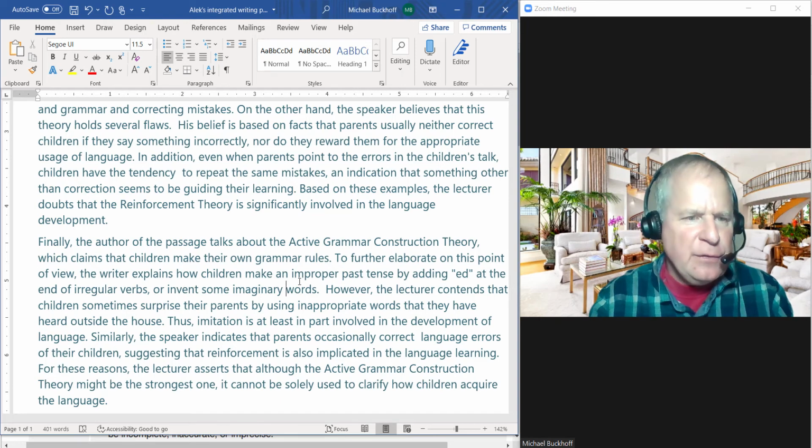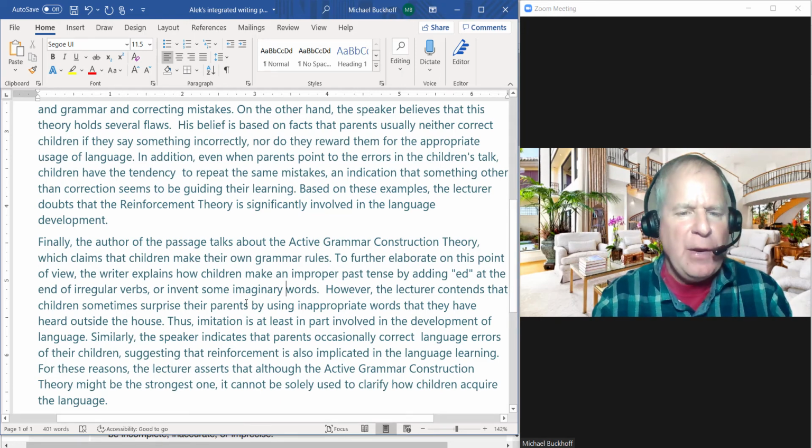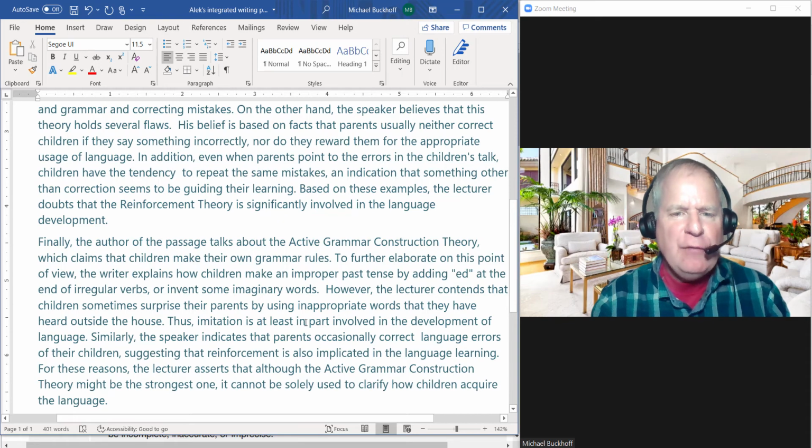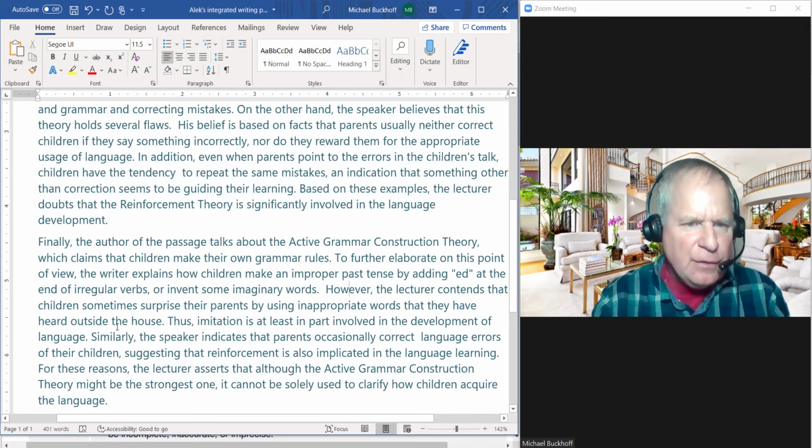However, the lecturer contends that children sometimes surprise their parents by using inappropriate words that they have heard outside the house. Thus, imitation is at least in part involved in the development of language. Similarly, wow, that's a good one. Look at your transition words in here. Good grief. Finally, to further elaborate, however, thus, similarly, wow.